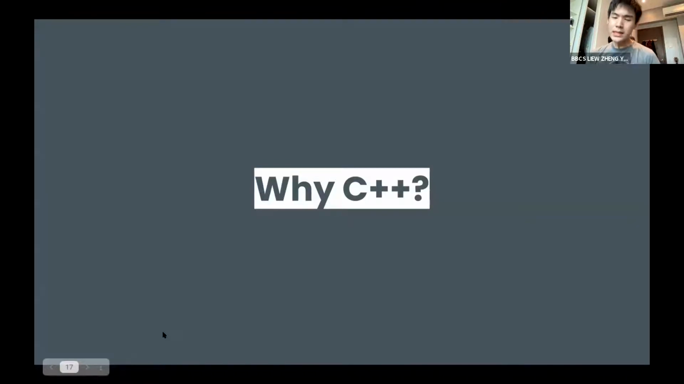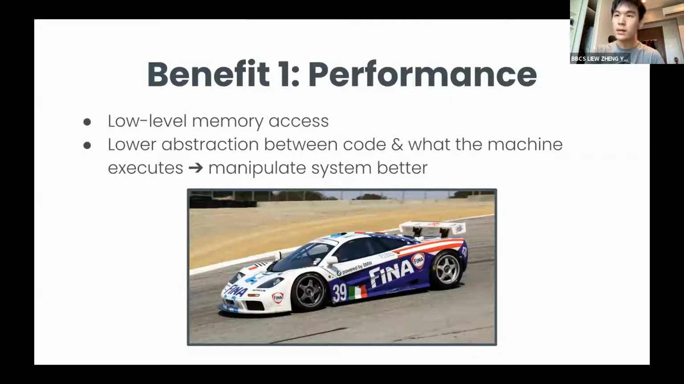So let's talk about why C++ is such a versatile programming language that you should learn, as well as some recognizable and popular applications of it. So the first benefit is performance. By putting the programmer very close to the hardware, C++ lets us write very efficient programs, which, along with low-level memory access, as well as low abstraction, think of it as like the distance between code and what the machine will do, is smaller than most other languages. So the programmer, you, can manipulate the system a lot better.